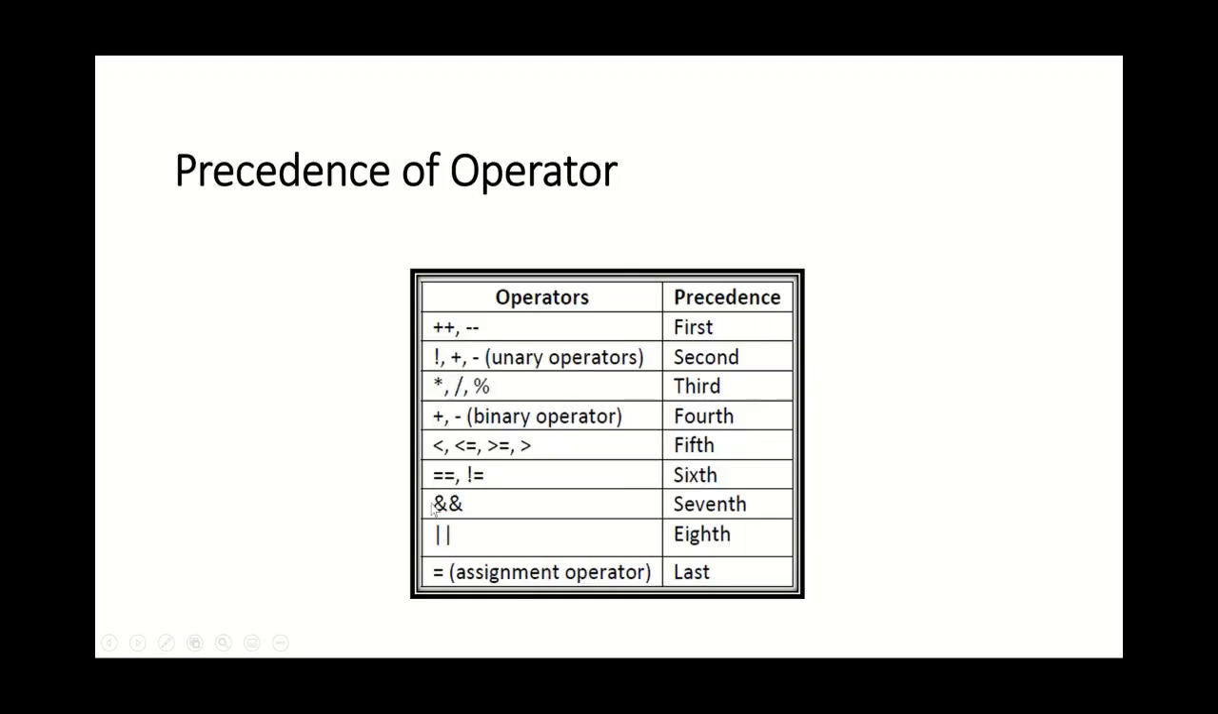Precedence of the operator. What is meant by precedence of the operator is the priority in which you need to solve the operators in your expressions. The first operators to solve are the postfix ++ and --, and then second are the unary operators. Third are the multiply, divide, and modulus operators. So if you have two or more operators in your expression, you need to refer to this priority, the precedence of the operator, to know which to solve first. That is what is meant by precedence of the operator.